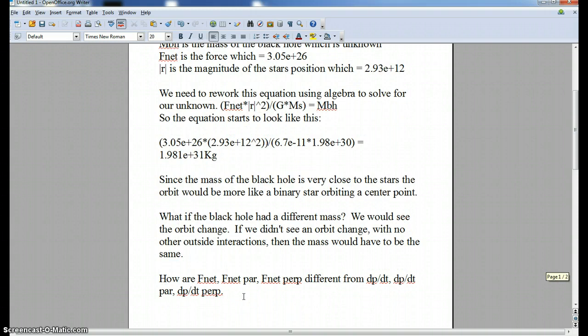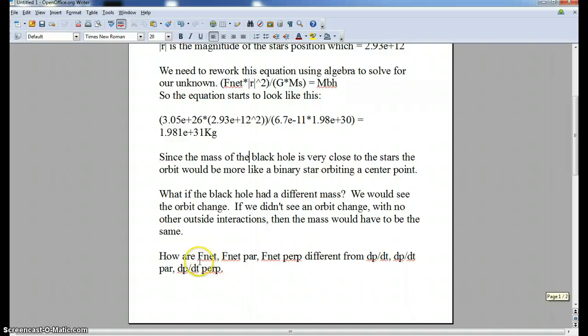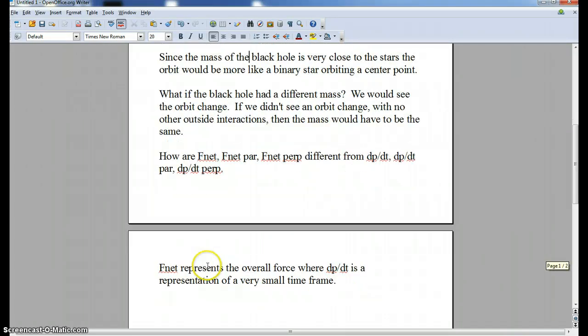And then also, how are F net parallel and F net perpendicular different from dp dt, dp dt parallel, and dp dt perpendicular? The difference is that F net represents the overall force, where the dp dt values just represent very small time frames, just points in time to take measurements from that give us our overall F net.